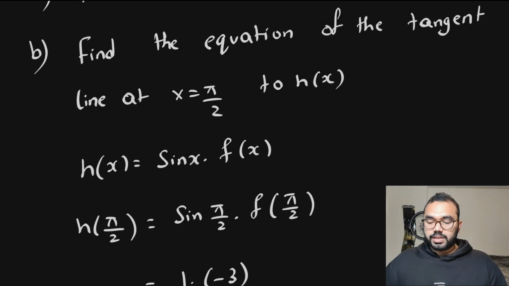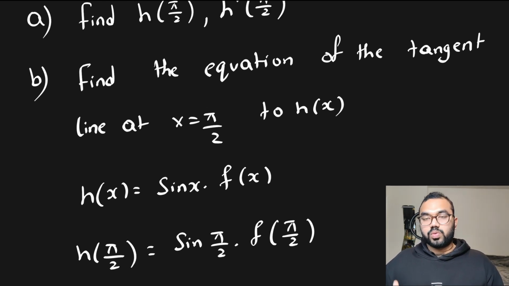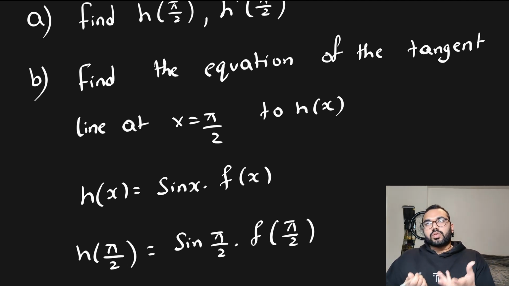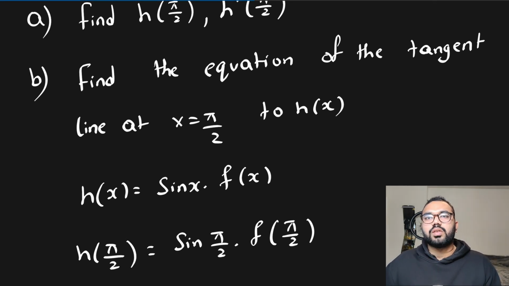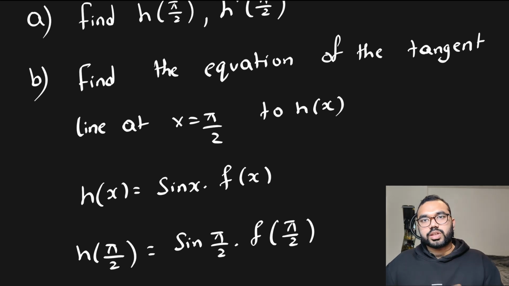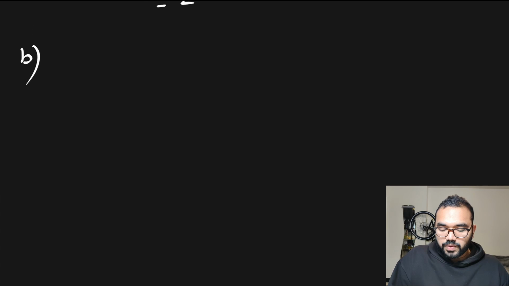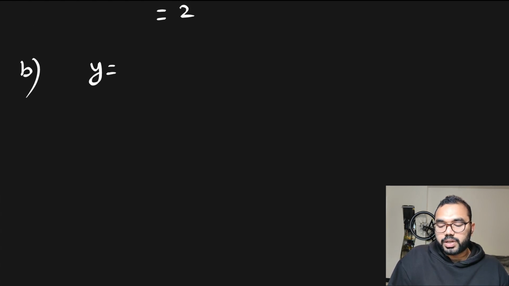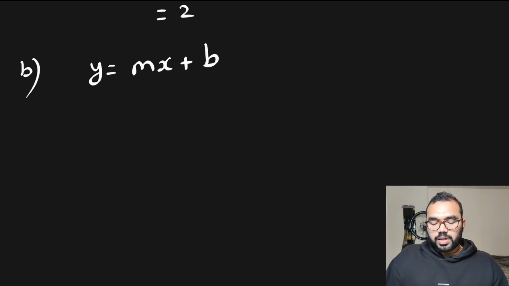The next question, B, is find the equation of the tangent line at x equals pi over 2 to h of x. Okay, so the equation of a tangent. What is a tangent? A tangent is a line just touching the curve at one point. So it is an equation of a line. What does the equation of a line consist of? The equation of a line in slope intercept form is y equals mx plus b, where m is the slope and b is the y-intercept.